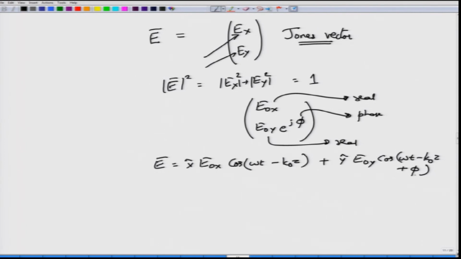So, when phi is equal to 0, you have a linearly polarized wave, and when phi is equal to plus pi by 2 or minus pi by 2, you will have a right circularly polarized wave or a left circularly polarized wave. I am not sure which one is which, it is just simple algebra for you to figure this out. So, I will leave this as an exercise to you.